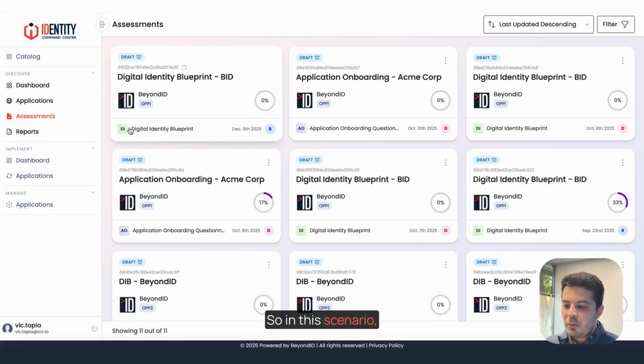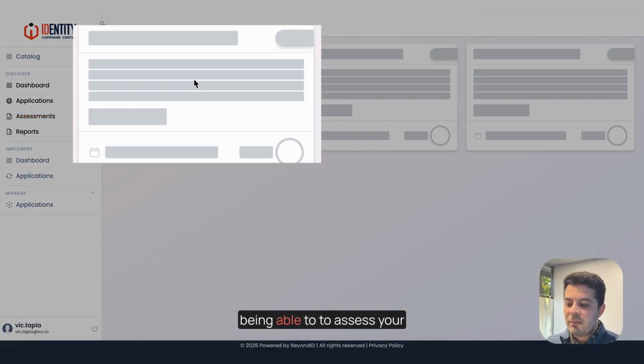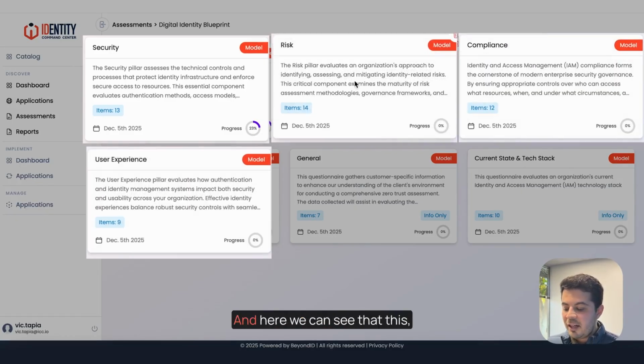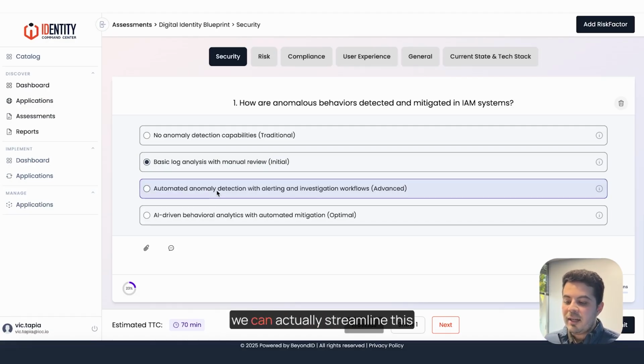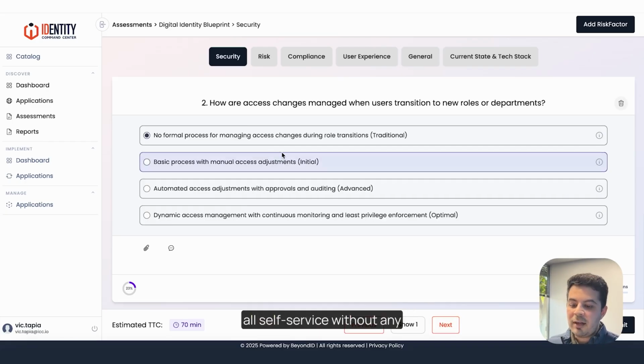So in this scenario, we're going to be looking at our digital identity blueprint, which ultimately encompasses being able to assess your maturity state of your program through 4 different pillars: security, risk, compliance, and user experience. And here we can see that this questionnaire, instead of it being manually done, we can actually streamline this whole process through ICC, and we can actually send this out to stakeholders. They can go through each specific questionnaire, fill out their responses, add comments, add any attachments to supplement their findings, and complete the assessment, all self-service without any need of consultants or providers in the room.